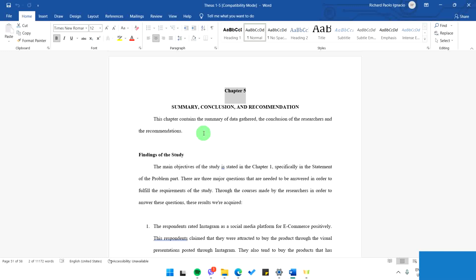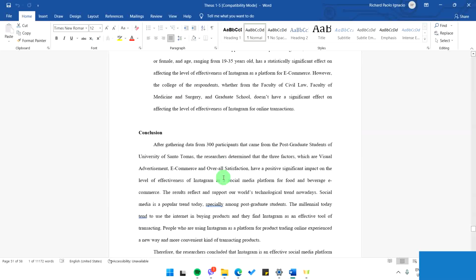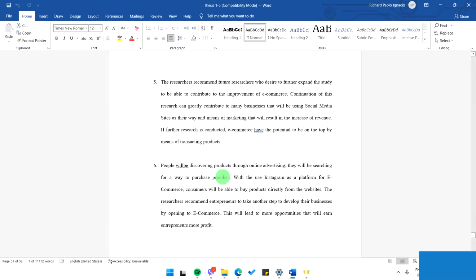So, lahat ng ginawa ninyong stress from chapters 1 up to chapter 4, ito na yung pinaka-celebratory niya or pinaka-conclusion niya. Final chapter for the research. Dito ngayon yung lahat ng inyong natutunan throughout your research regarding your topic. So, Chapter 5 consists of summary, conclusion, and recommendations. The summary of the data gathered, the conclusion of the researchers, and the recommendations. So, we have 1, 2, and 3 partitions for this chapter.